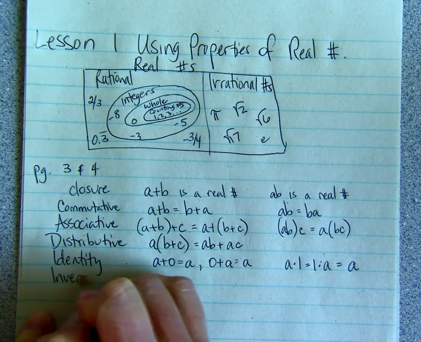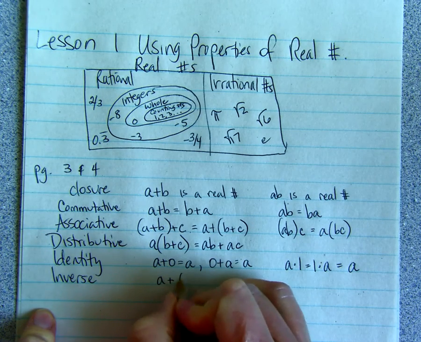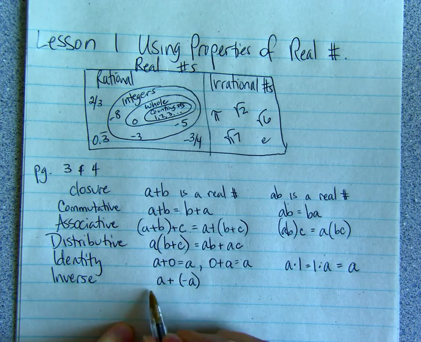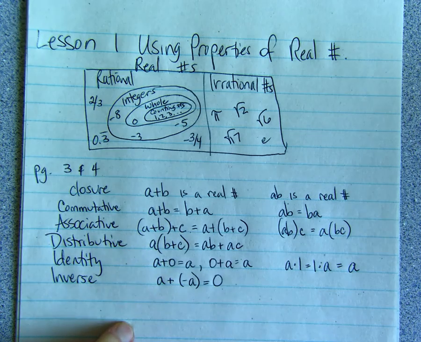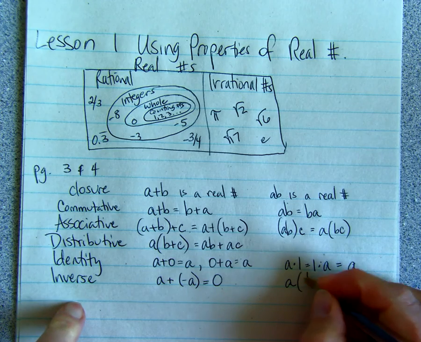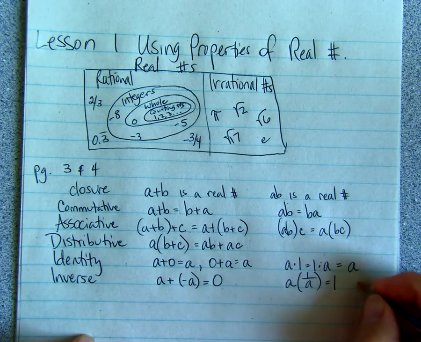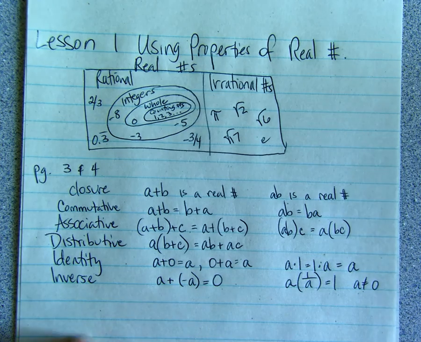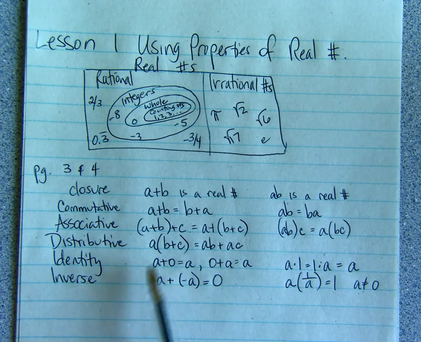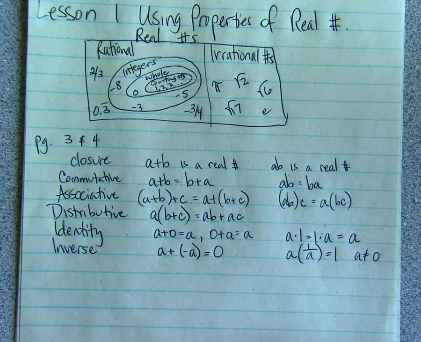The inverse property just states that if you add the opposite of a number to itself, then you get 0. For multiplication, the inverse property is when you multiply by the reciprocal, you get 1, as long as A doesn't equal 0. So those are the properties of real numbers. And that's the end of lesson 1.